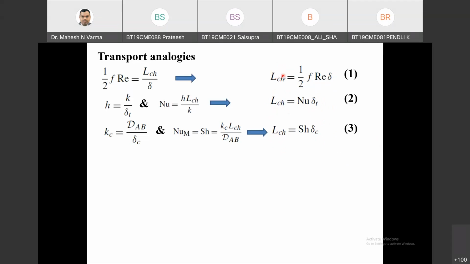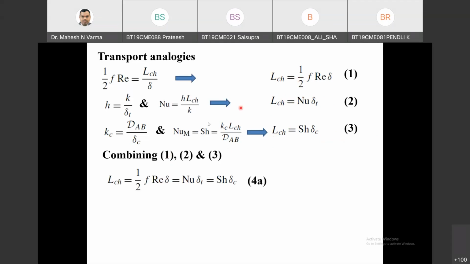So now here I can equate. Okay, so this will be equal to this, will be equal to this. Combining 1, 2, 3, I can now equate, because this is the characteristic length of the system, which will be equal to half friction factor Reynolds number into delta, momentum transfer boundary layer thickness. That will be equal to Nusselt number into delta T, and this will be equal to Sherwood number into delta C. This is say 4A. So this is the first generalized equation based on which all analogies will be developed. This is the first generalized equation.